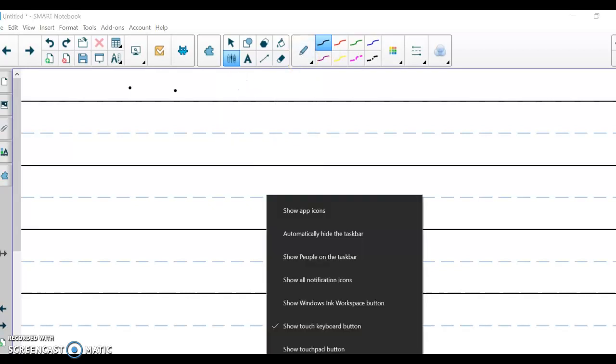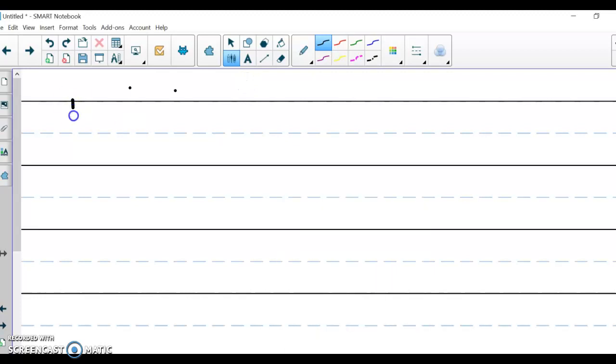So, my first name is Kayla. I'm going to start with a capital K. I'm going to start at the top line. Make sure my pen's working first. I'm going to start at the top line and go the whole way down. Then I'm going to start at the top line and go to the middle line, and then from the middle to the bottom of the lines. So that is a capital K for Kayla.